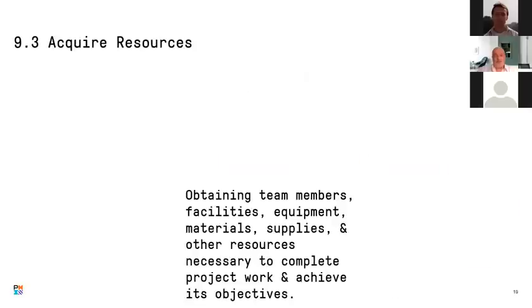The third process that we are having today is acquire resources. We just estimated the resources that we need and when we are going to need them. Now let's get these resources. So this process is about obtaining team members, facilities, equipment, material, supplies, and other resources necessary to complete the work and achieve its objective. In other words, it is how to get the human resources and the physical resources in order to achieve the project.